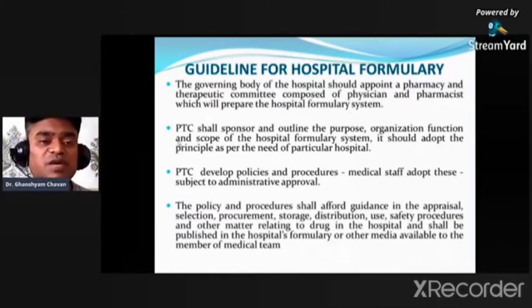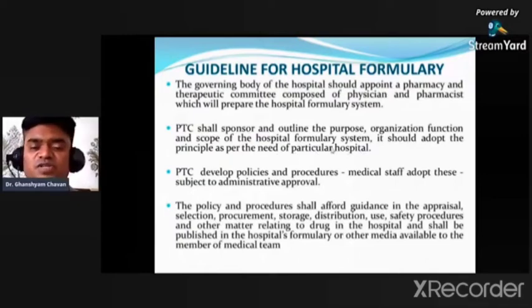PTC, meaning pharmacy and therapeutic committee, shall sponsor and outline the purpose, organization, function, and scope of the hospital formulary system, and it should adopt the principles as per the need of particular hospitals. So according to that typical hospital, whether the hospital is for heart, for cancer, or now for COVID, the typical PTC should develop that typical hospital formulary system. They will organize and develop them, and they will prepare their importance in the hospitals.